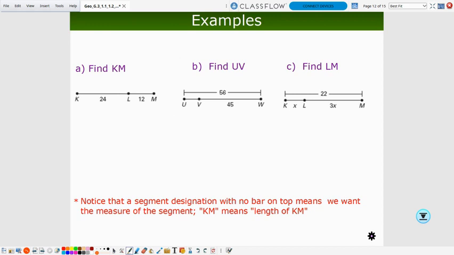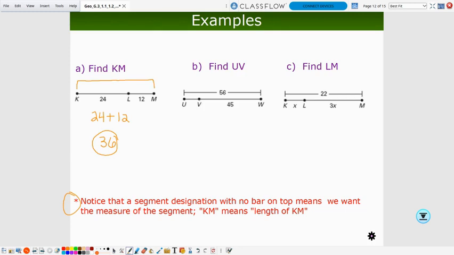So we have some examples. Go ahead and find KM, UV, and LM. When we say find KM, we mean find the length of KM. And you have this little notation on your notes to indicate that. So we want to find K to M, which is this full distance. Using our segment addition postulate, if we know that K to L is 24 and L to M is 12, we just add them to get our length.